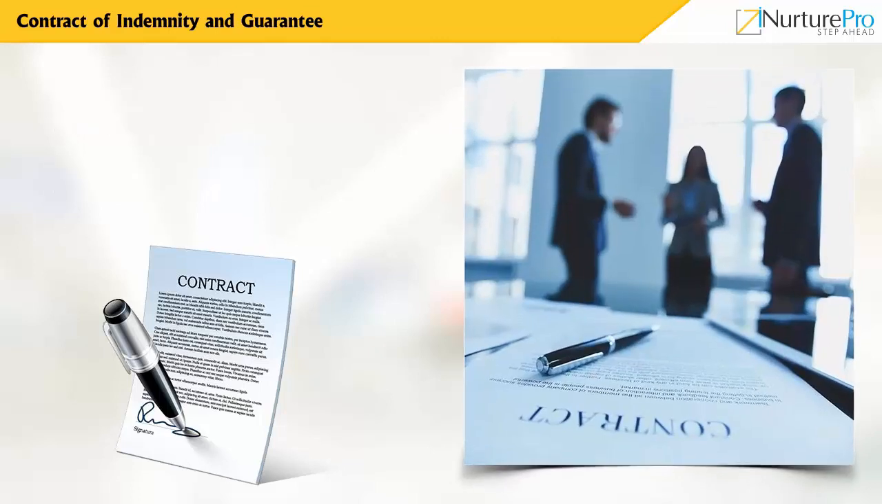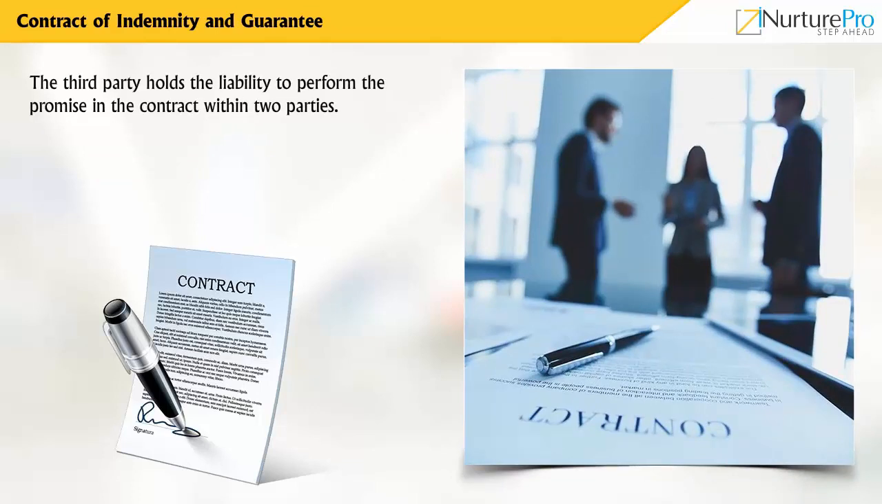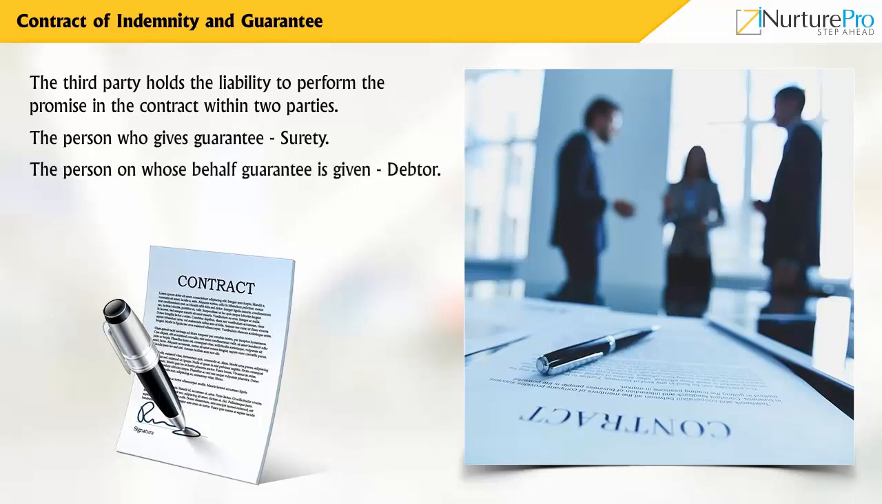In the contract of guarantee, a third party holds the liability to perform the promise made in the contract between two parties. The person who gives the guarantee is called the surety. The person who is part of the contract and on whose behalf the guarantee is given is called the debtor, and the person to whom the guarantee is given is called the creditor.